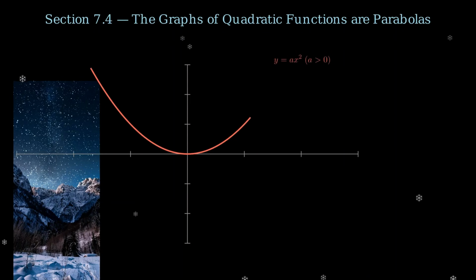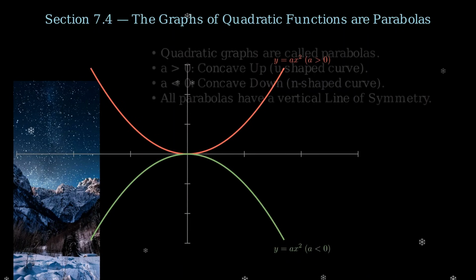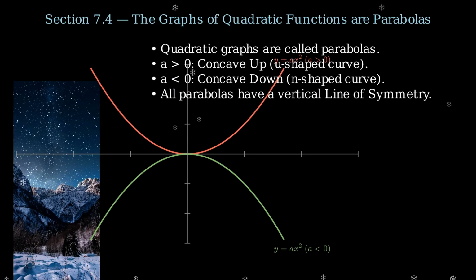Section 7.4. The graph of any quadratic function forms a smooth curve called a parabola. When the coefficient is positive, the parabola opens upward, forming a U-shape. When it is negative, it opens downward, forming an N-shape. Every parabola is perfectly symmetric across its vertical line of symmetry.